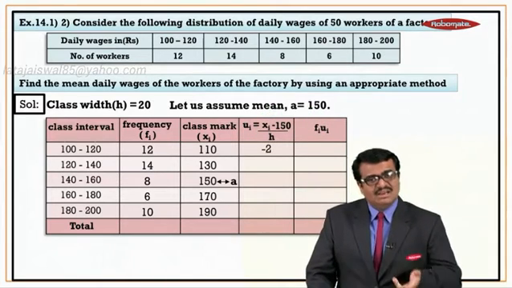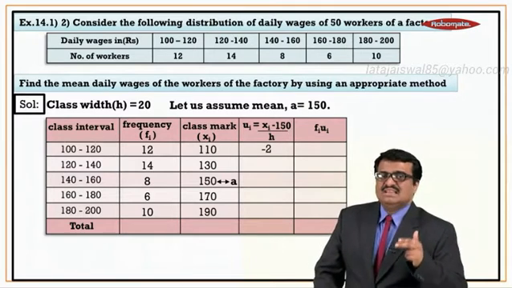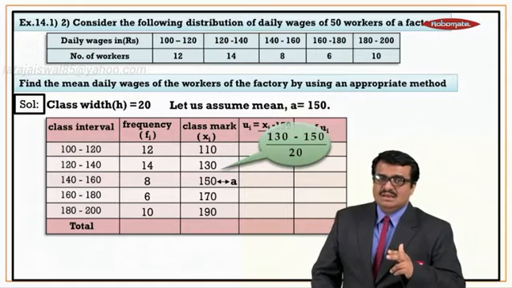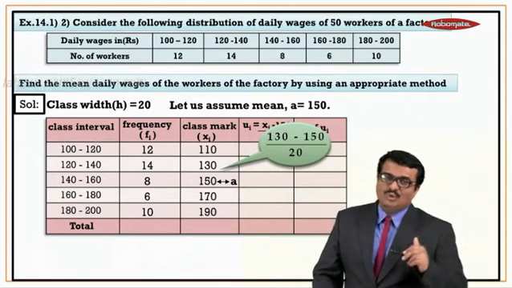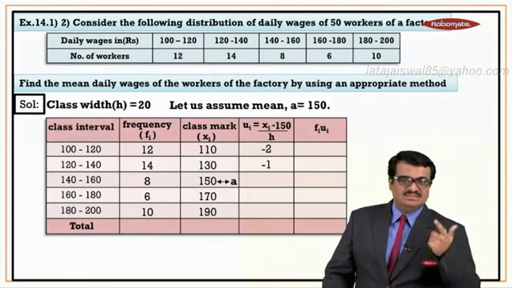Minus 2. Similarly, we'll get the next one. The next ui is nothing but xi minus a upon h. The next xi is 130 minus 150 upon 20. 130 minus 150 is minus 20. Minus 20 upon 20 is minus 1.